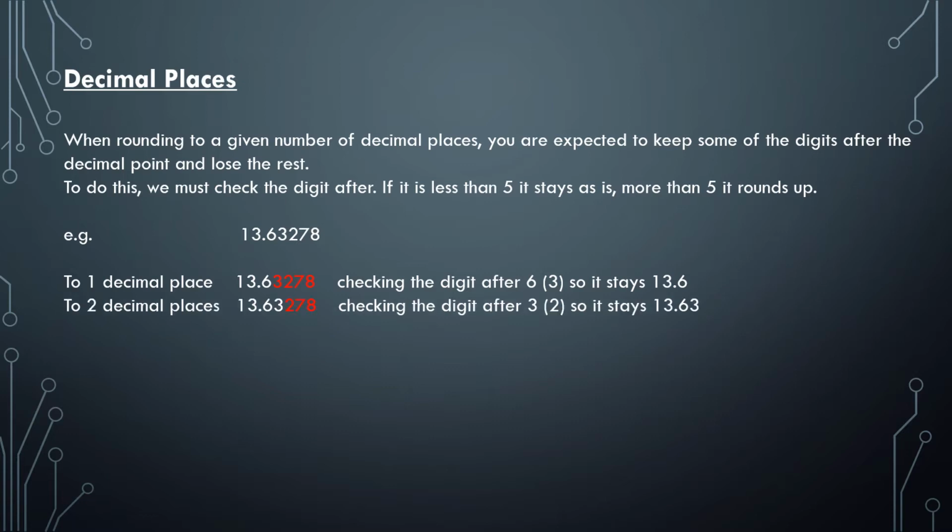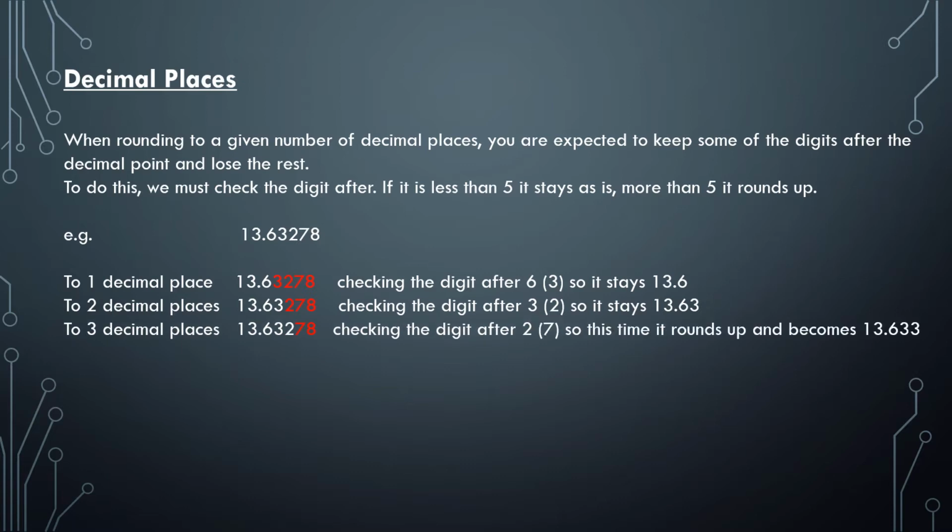If we want to round it to two decimal places, again, what we're saying is we want to keep two things after the decimal point. So here, we're going to keep it as 13.63, and we're going to ditch the 278 at the end. So we're checking the digit after the 3, in this case it's a 2, and so again, it gets to stay at 13.63.